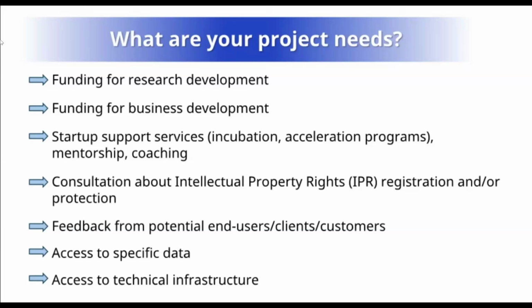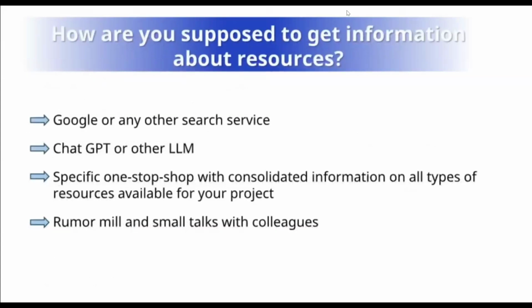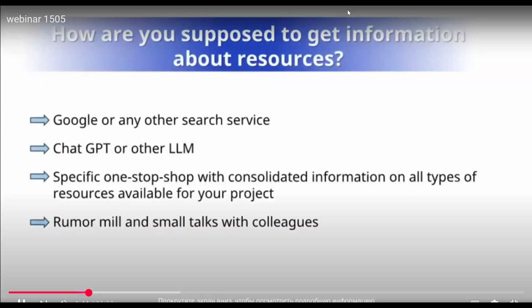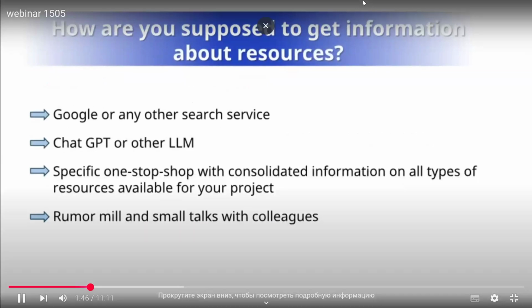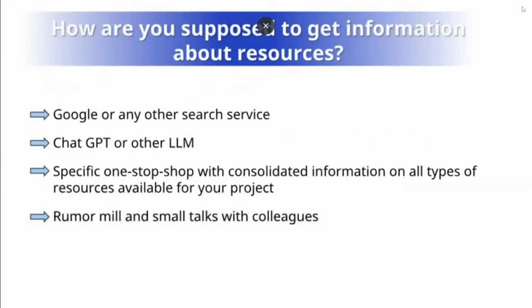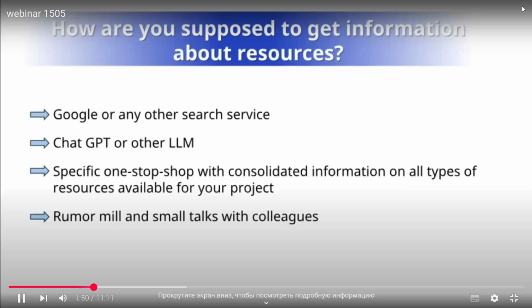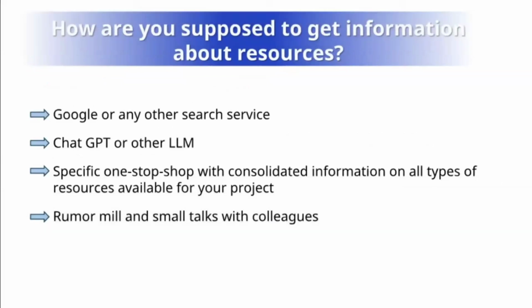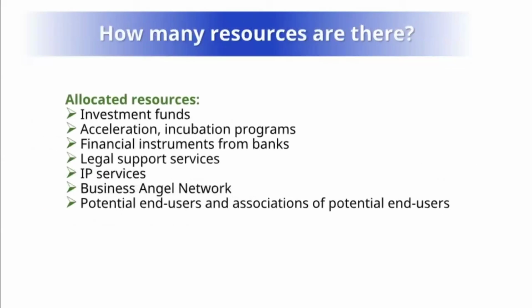The key question is, how are you supposed to get information about all these types of resources? Of course, we have Google, we have ChatGPT. Even before Google and ChatGPT, we had the rumor mill, but all those ways to get information are pretty time-consuming ones. You need time to verify whatever you get from Google, GPT, and especially the rumor mill. Sure, the main question is, what does the database of resources look like?